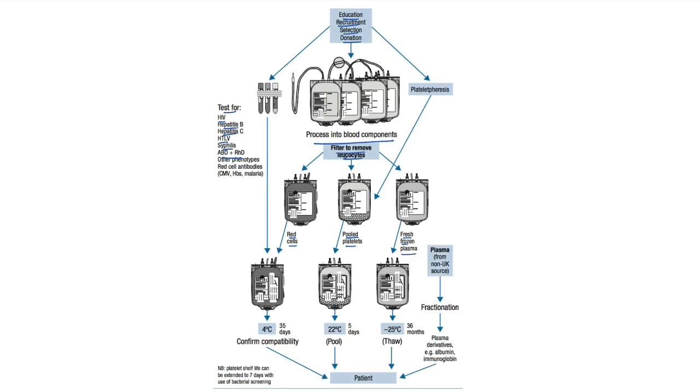PRBCs should be stored at 4 degrees Celsius and they can be stored for around 35 days. Pooled platelets have to be stored at 22 degrees Celsius and they can be used for up to 5 days. Fresh frozen plasma should be stored at minus 25 degrees Celsius and they can be used for up to 36 months. We have to confirm the compatibility and then transfuse them to a patient.